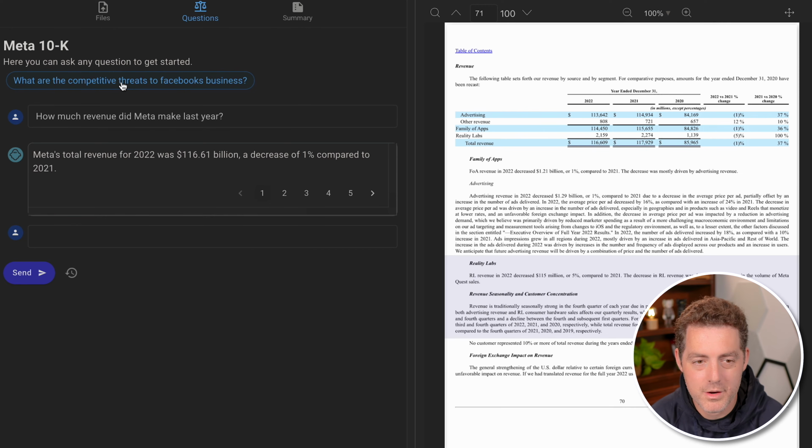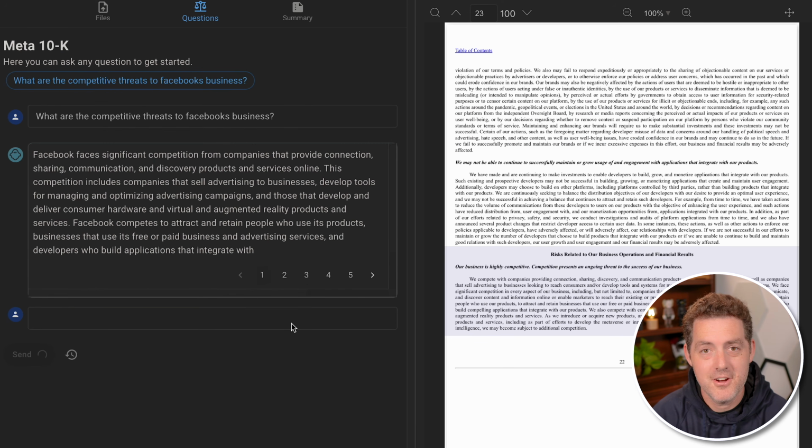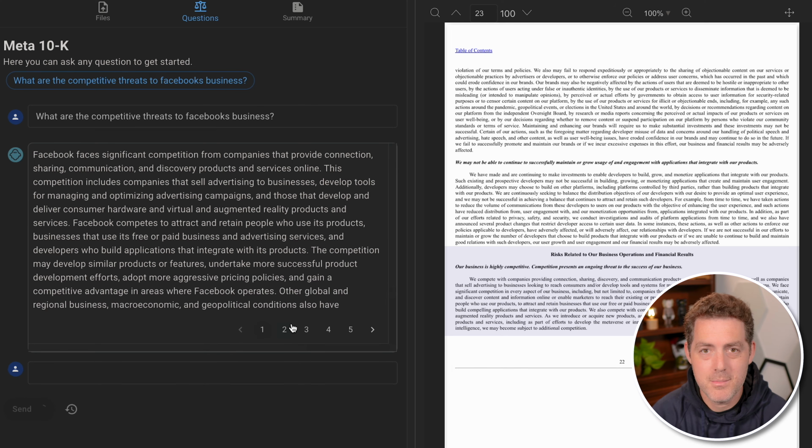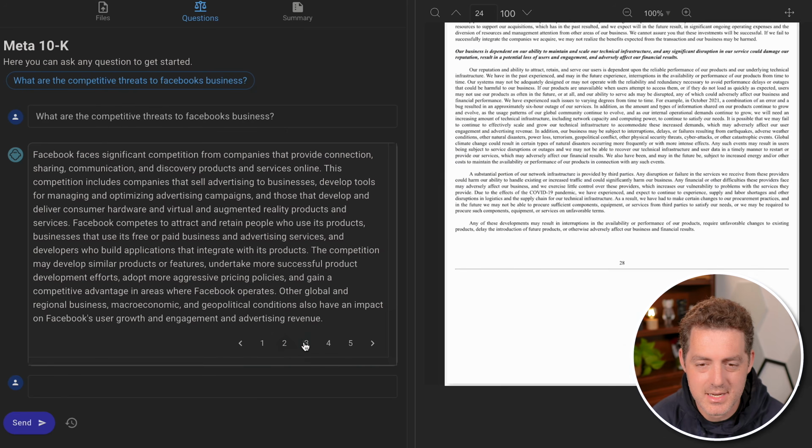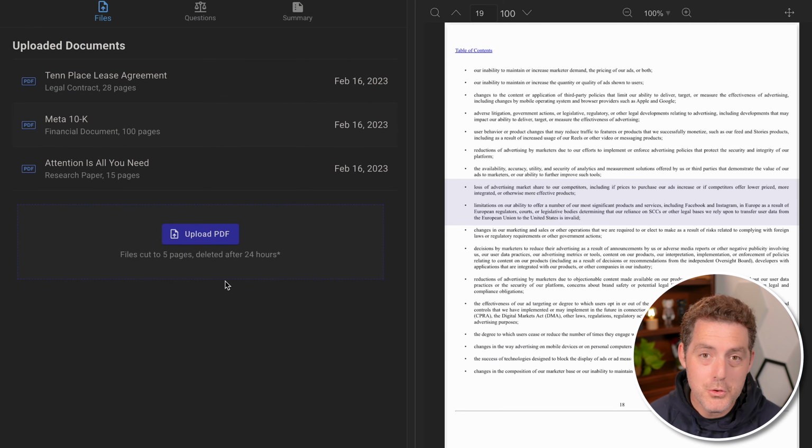Here's another example. What are the competitive threats to Facebook's business? And there it is, a summary of the competitive threats to Facebook's business with attribution to the actual 10K. Absolutely amazing. You can load up any PDF that you want. Let's say you have a school paper that you need to read, or a lease agreement like the example we've seen, or any legal document. Save yourself money before talking to a lawyer. Get a good understanding of the paper and then talk to a lawyer.